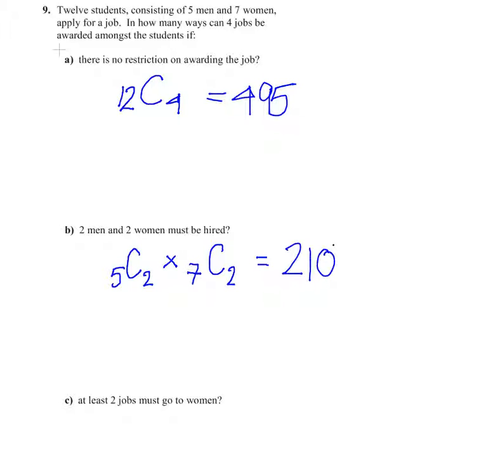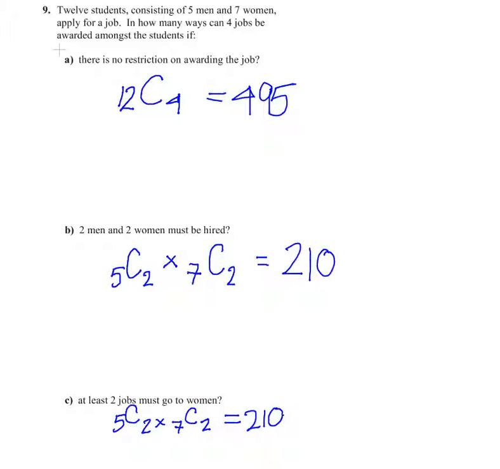And then our last section is C, and this means at least 2 jobs must go to women. So it's kind of like the question we had before. We'll start with 2 jobs, and this will just be the same as B, which is 5C2 times 7C2. Because if we have 2 jobs to women, then our 5C2 is that 2 jobs must also go to men because those are the remaining jobs. And we know that this equals 210 automatically.